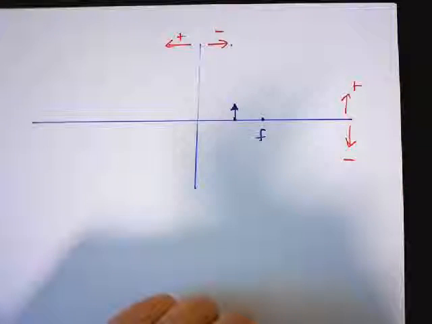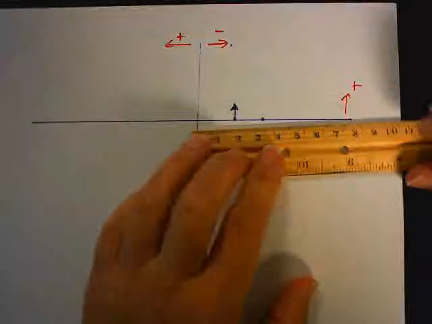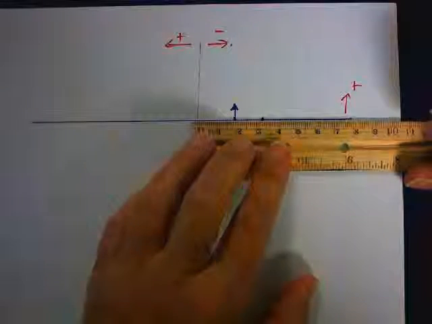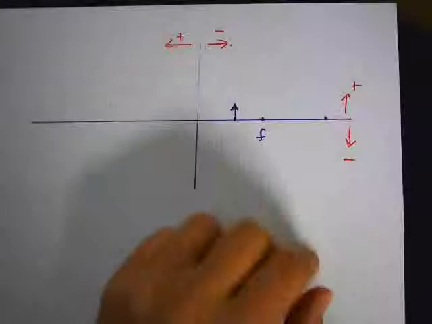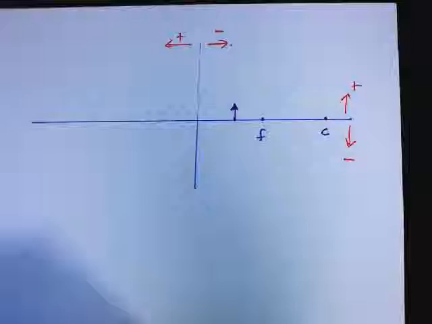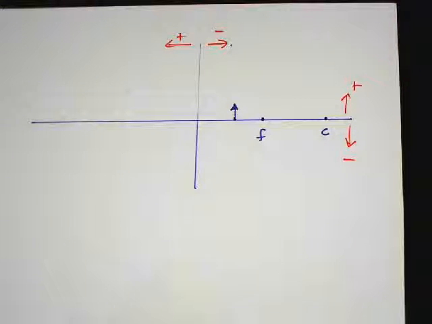66. So now with the ruler, I'm going to draw this here as 66. So that's F and this is C. So I can't do my ray diagrams unless I have C and F.